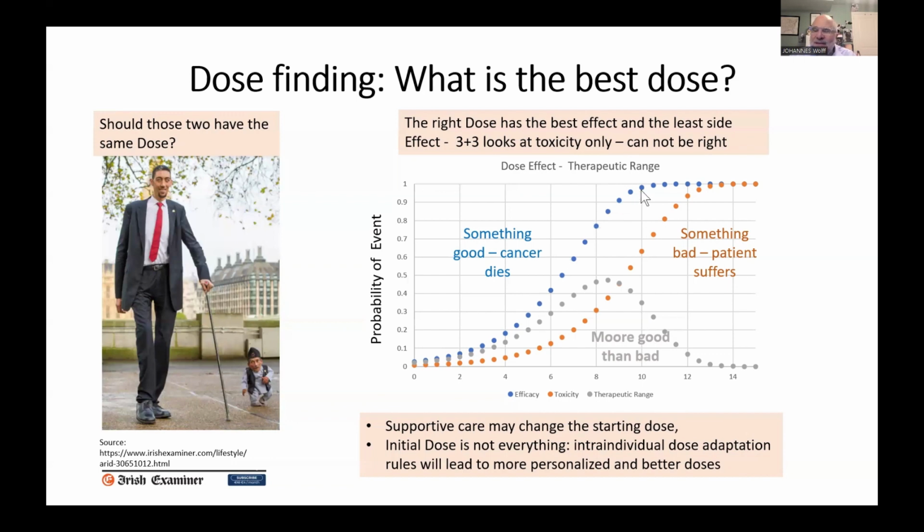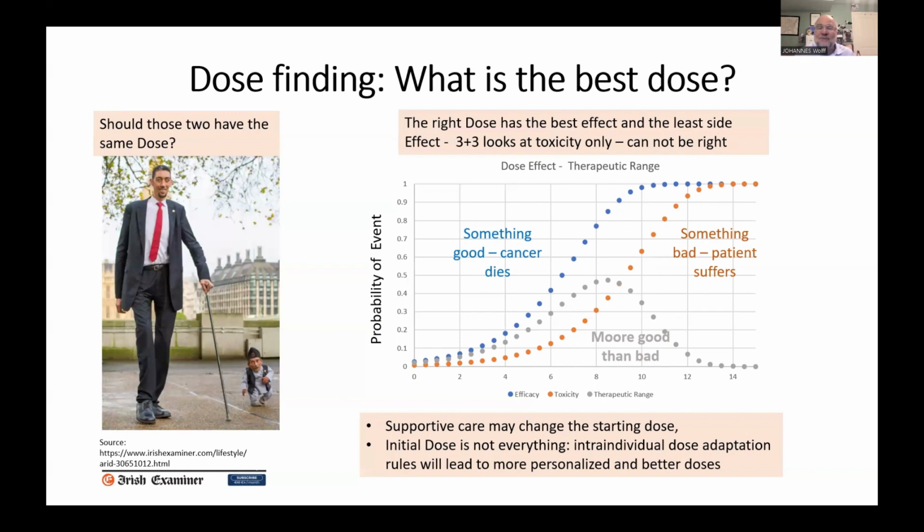The blue line may be the line how the cancer dies. So with the dose of 6, you get a likelihood of 40% of the cancer shrinkage. And the reddish orange line is the one for toxicity. So with the same dose, you only have a probability of 15% to cause harm. The best drug is the drug that has those 2 lines far apart from each other. But the right dose is the dose that it works and doesn't hurt yet. And that is the gray line. We make our decisions only based on the toxicity line. It can't be right.